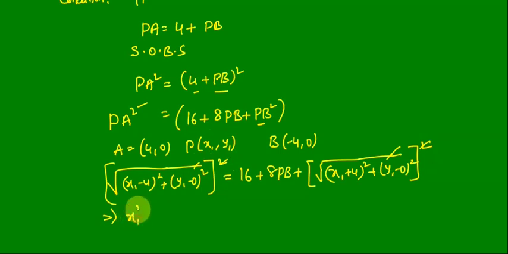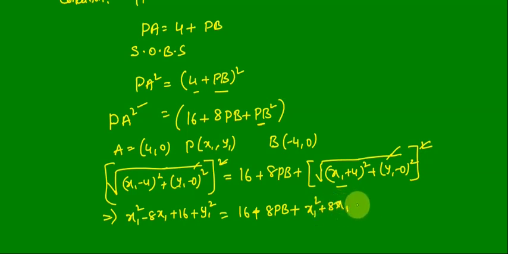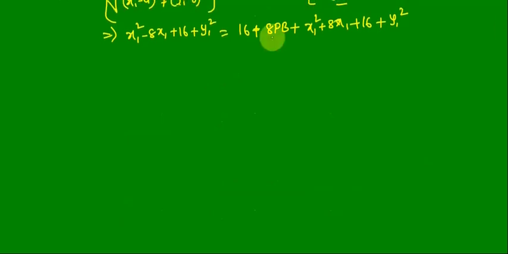We'll expand this. (a+b)² is a² plus 2ab plus b², so (x1 − 2)² = ... Here it is x1² plus 8x1 plus 4² is 16, plus y1 minus 0 is y1, and its square is y1². Therefore PB² is equal to 16 plus 8x1 plus ... here also (a+b)² format. So we'll expand this: x1² plus 2 4s are 8x1 plus 16 plus y1 minus 0 is y1². Okay.